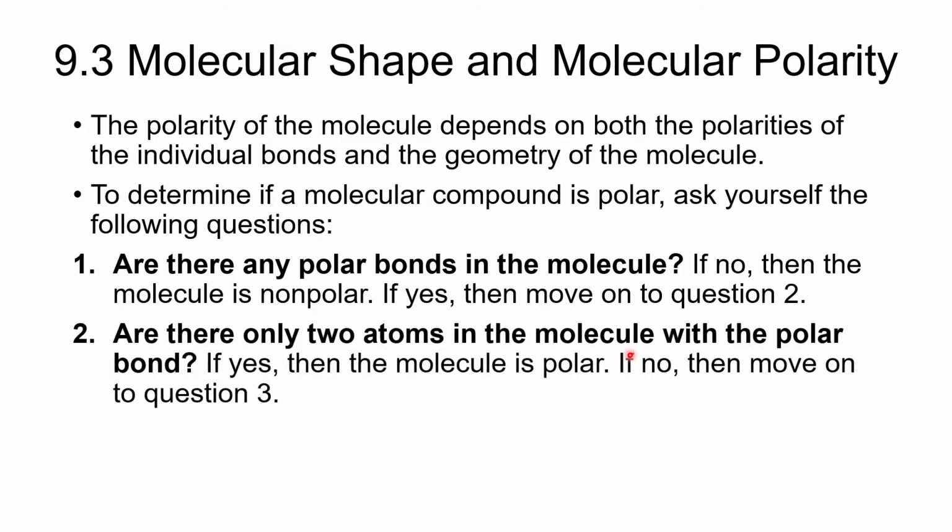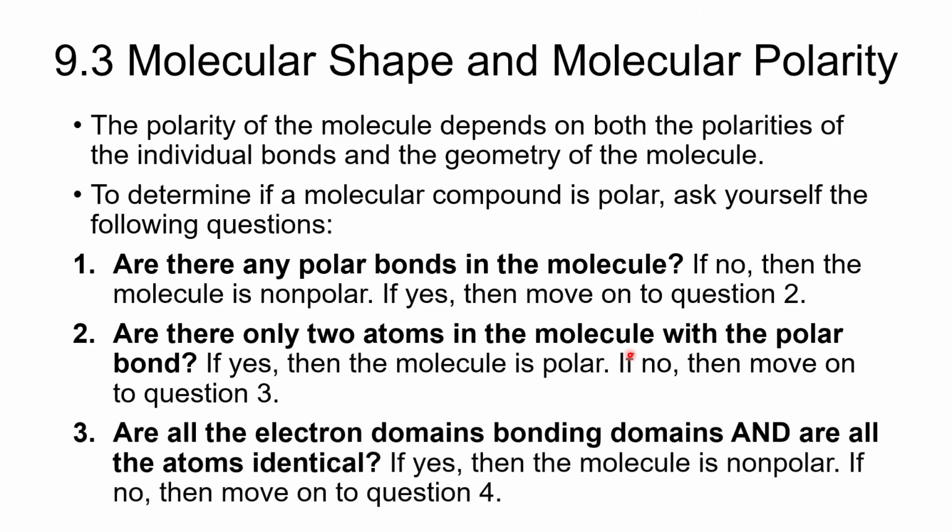Next, are there only two atoms in the molecule? All right. And so if there is a polar bond and there's only two atoms in the molecule, then the molecule is polar. If there are more than two atoms, then we need to move on to the next question. So this one is just sort of to catch those two atom molecules.